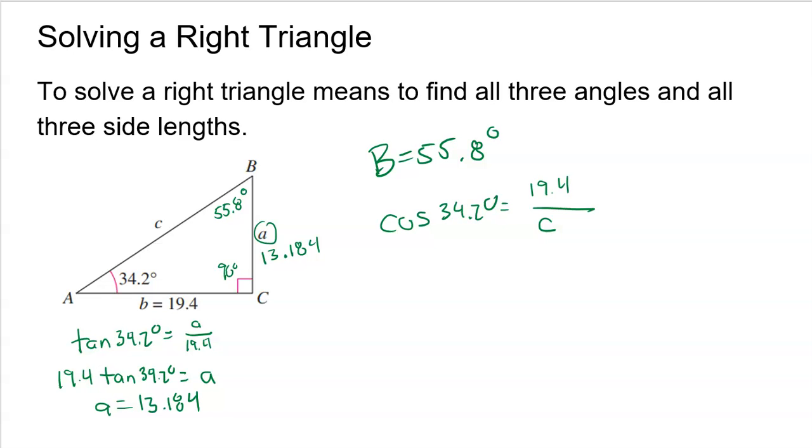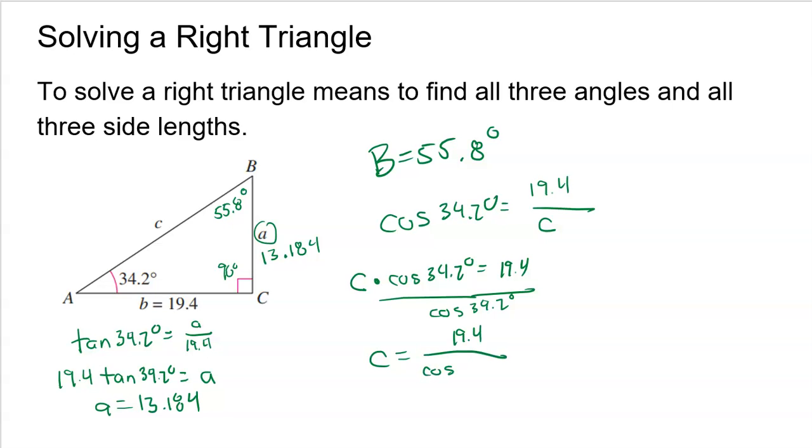Okay, so how do I solve this? I'm first going to multiply the C to the other side. So I have C times cosine of 34.2 degrees equals 19.4. And then I'm going to divide everything by the cosine of 34.2 degrees. So C equals 19.4 divided by cosine of 34.2 degrees. So again, make sure you're in degree mode. 19.4 divided by cosine of 34.2 degrees is 23.456. C is 23.456. All right, so that's solving a triangle.